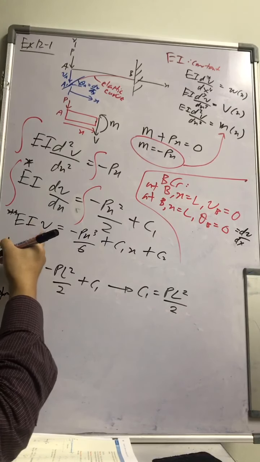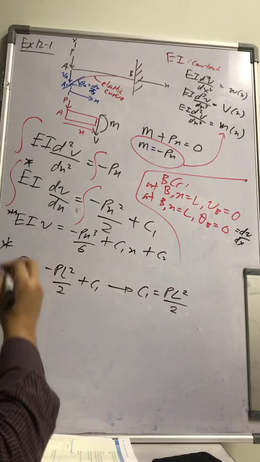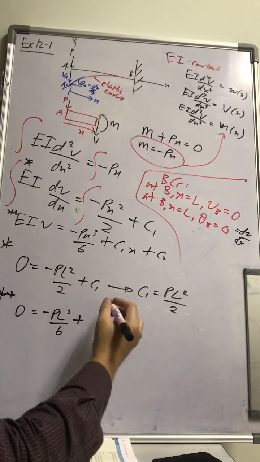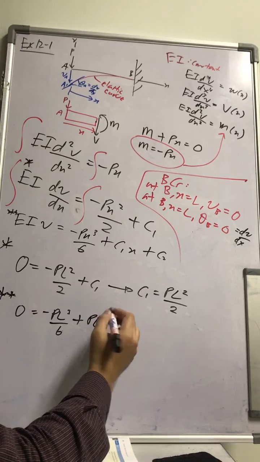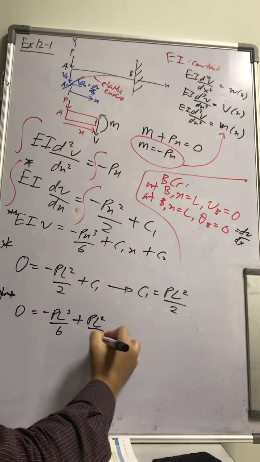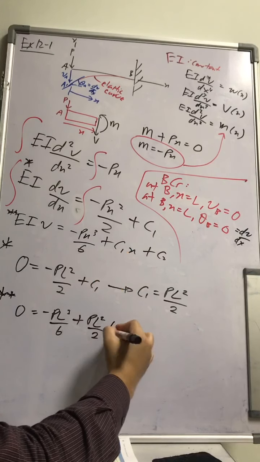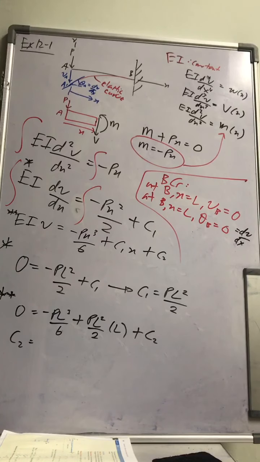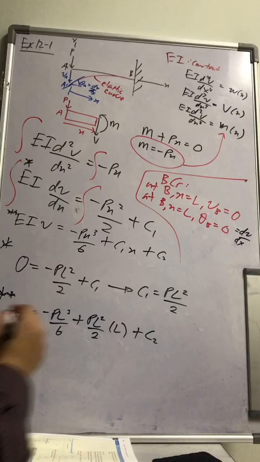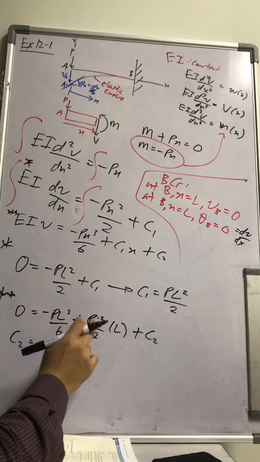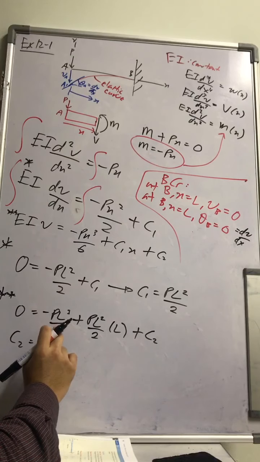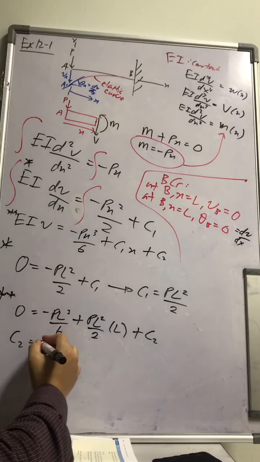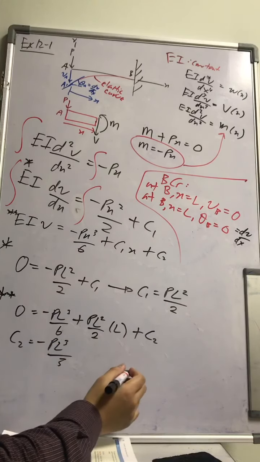For the second one, at x equal to L, nu equals to 0. So you have 0 equals to minus PL cubed over 6 plus C1x, which is PL squared over 2 times x equals to L, plus C2. So what you have is C2 equals to PL cubed, 1 over 2 minus 1 over 6 is 3 minus 1 over 6, 2 over 6, which is 1 over 3, isn't it? So minus PL cubed over 3.